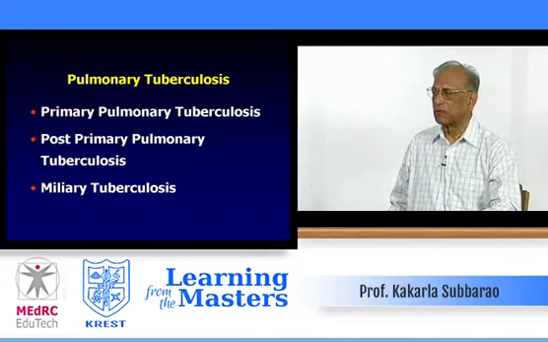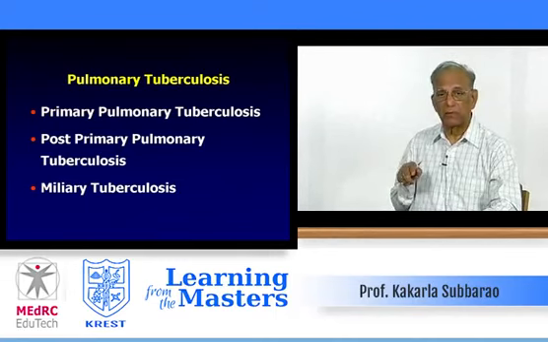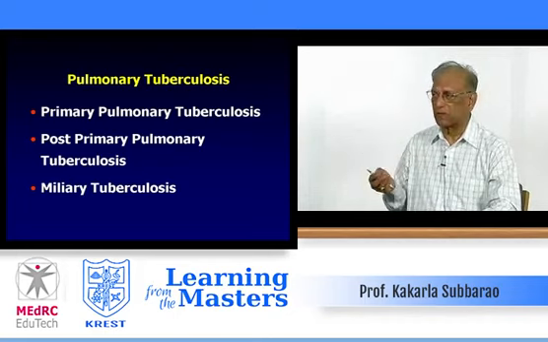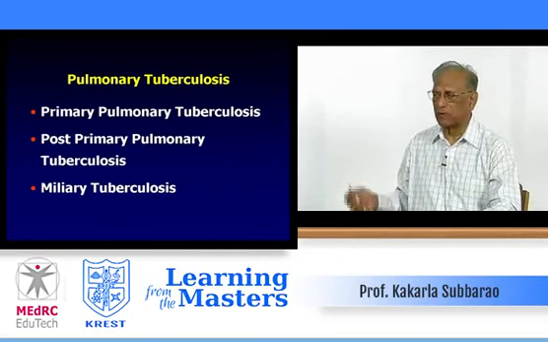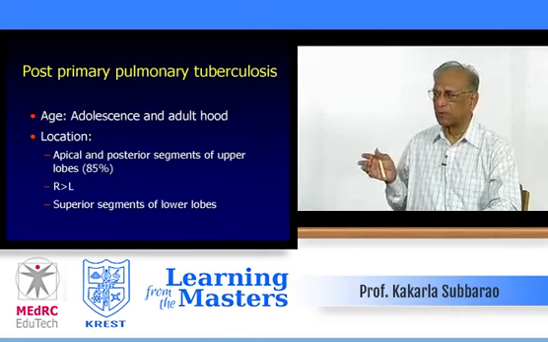Pulmonary tuberculosis can be divided into primary pulmonary tuberculosis, often seen in children, but now we see it in adolescents and adults also. Post-primary pulmonary tuberculosis: all infiltrates, caseocavernous lesions, fibrocavernous lesions in both lungs, and of course miliary tuberculosis, which we talked about. Post-primary pulmonary tuberculosis occurs in adolescence and adulthood.